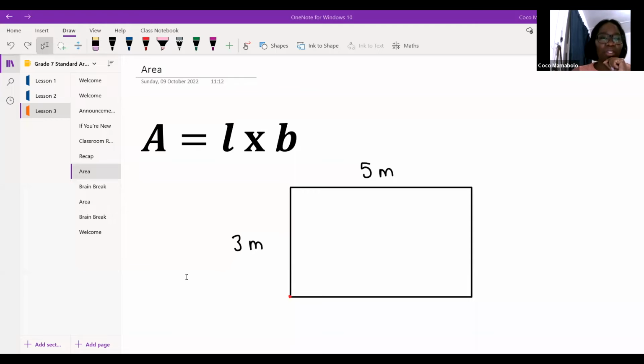Bulela says, because of the rule. Where did the rule come from? Caroline's like, because ma'am said so. Buhle says area is multiplied, and Buhle, to that I ask you, why is area multiplied?